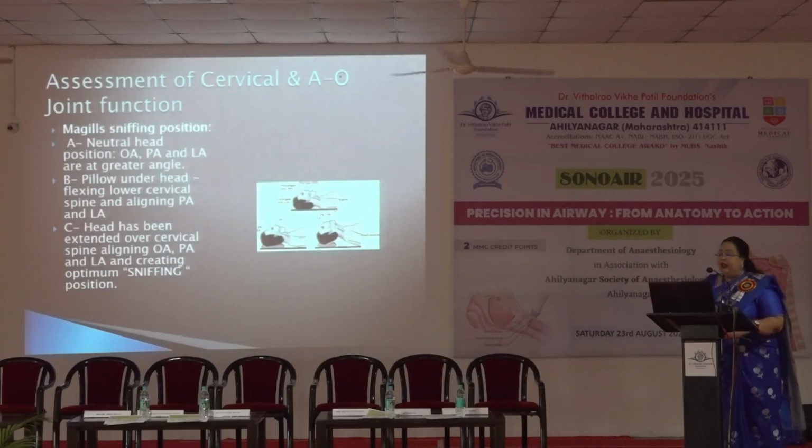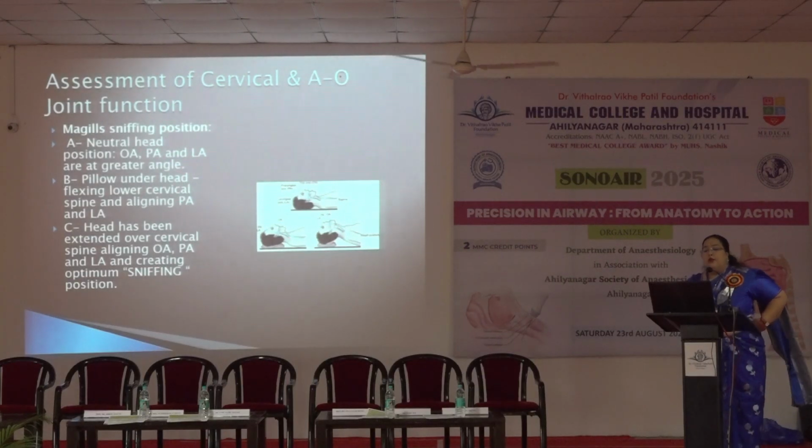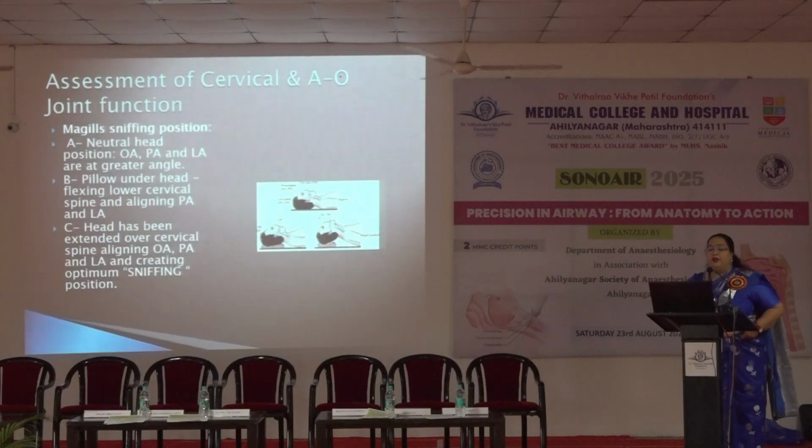The B figure suggests a pillow under the head, flexing the lower cervical spine, aligning the pharyngeal and laryngeal axis. And figure C is where the head has been extended over the cervical spine, aligning the oropharyngeal, pharyngeal and laryngeal axis and creating an optimum sniffing position. Most commonly the head ring that we use should be 10 centimeters, or you can use a Poppet's pillow.